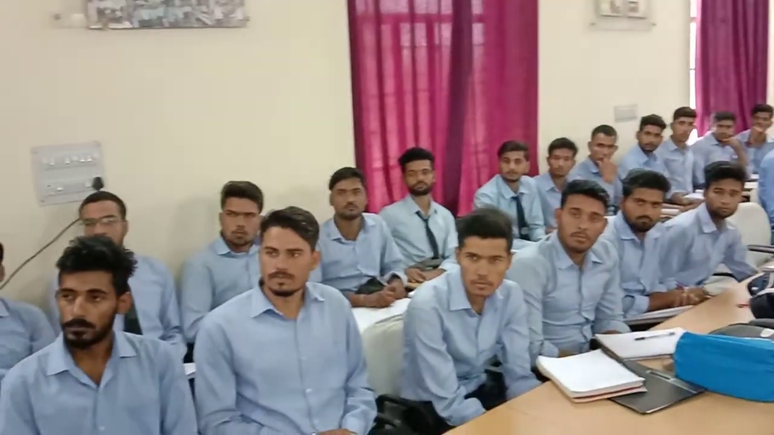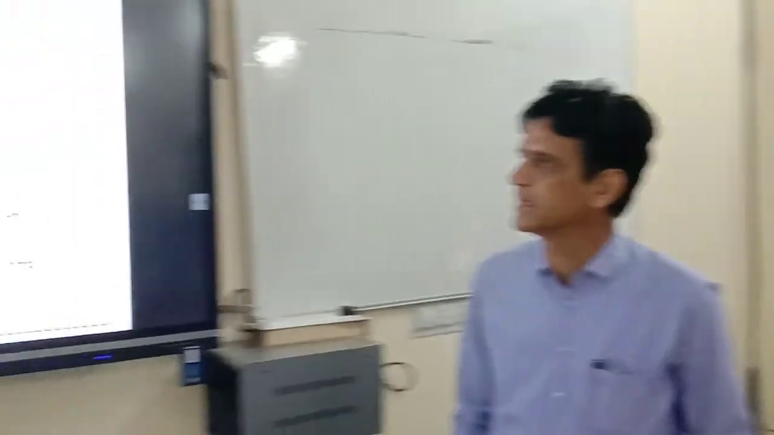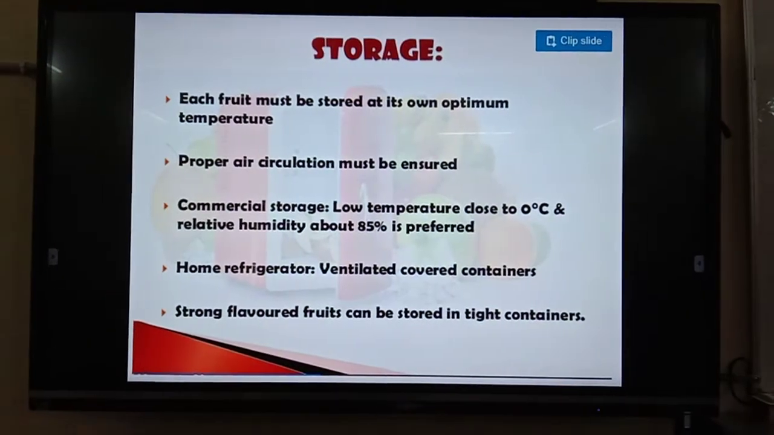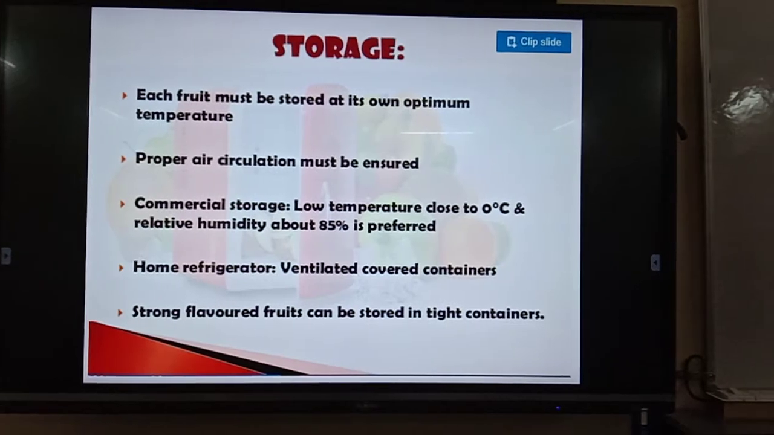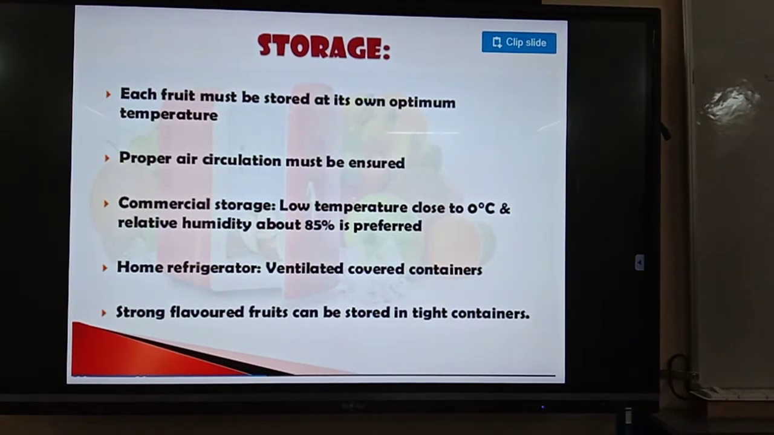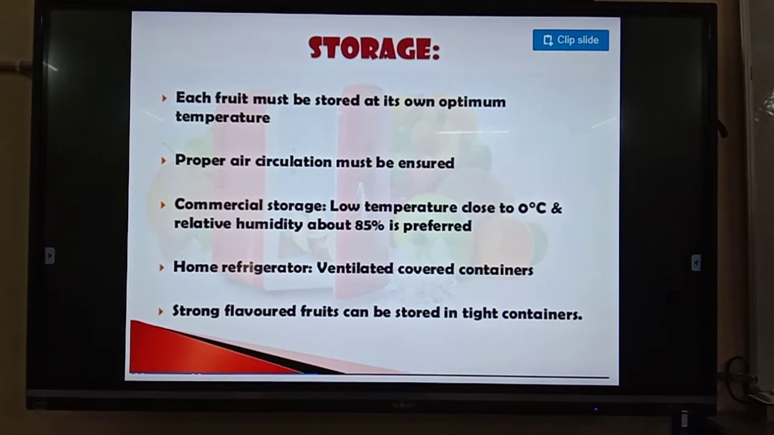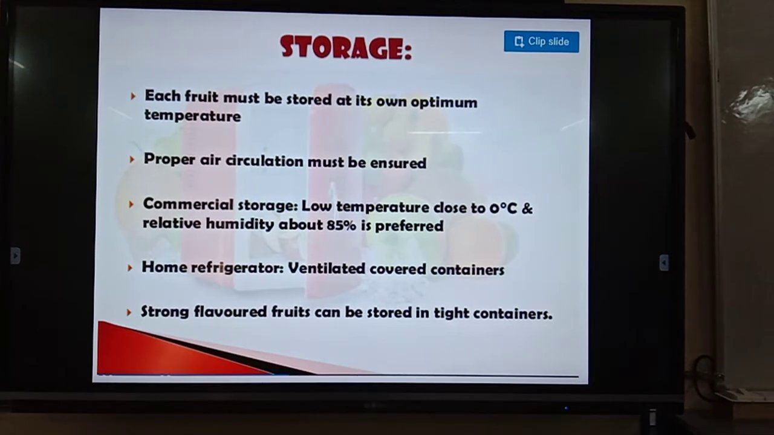When we talk about the storage system, we should keep in mind what conditions we have to maintain in the storage. First, each fruit must be stored at its own temperature. Then proper air circulation must be ensured. Third, for commercial storage, a low temperature close to 0 degree and relative humidity near about 85% is preferred for storing fruits and vegetables.